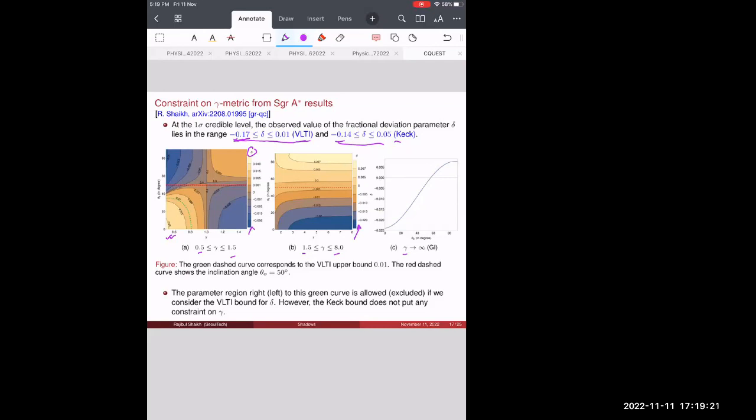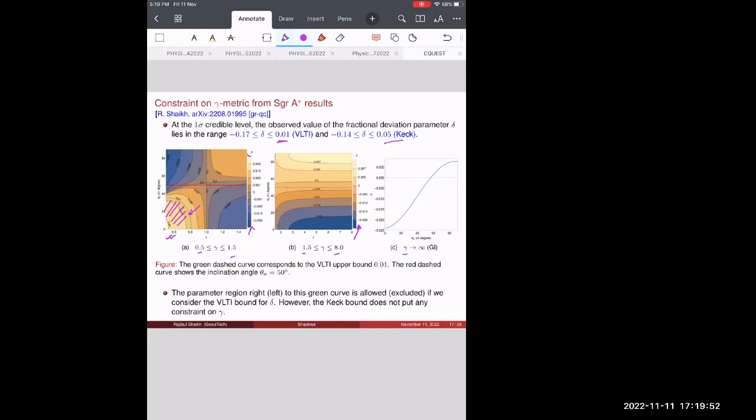So from the lower side there will be no constraint, but if we consider the observed upper bound on delta, then for VLTI it's 0.01, and this is shown by this green dotted curve. On this side of the green dotted curve, delta is greater than 0.01, so this parameter region is excluded as far as the VLTI bound is concerned.